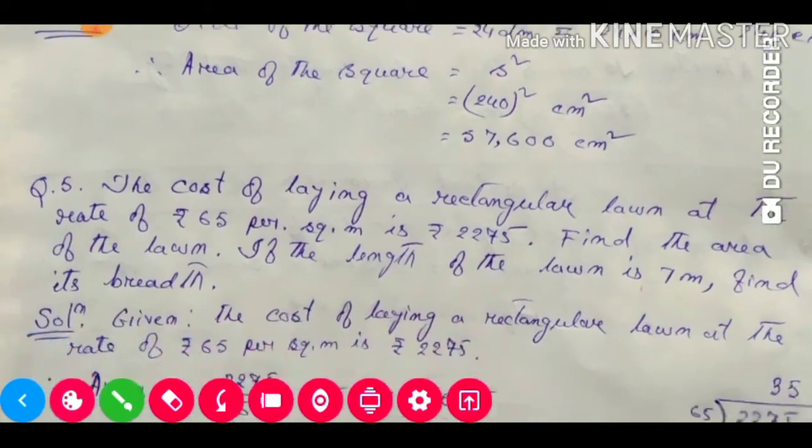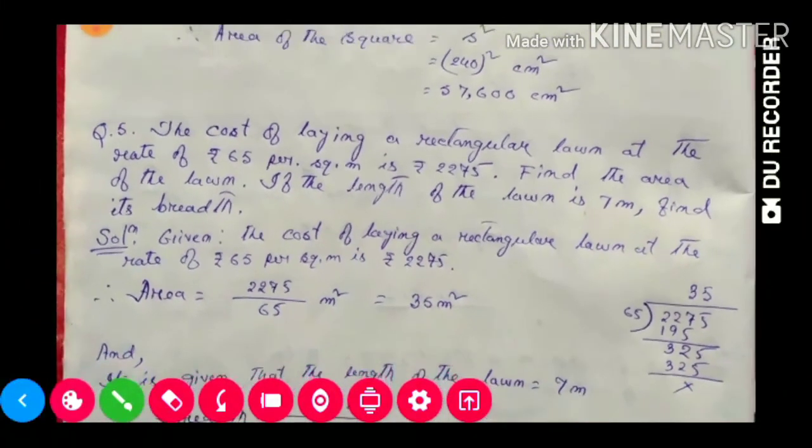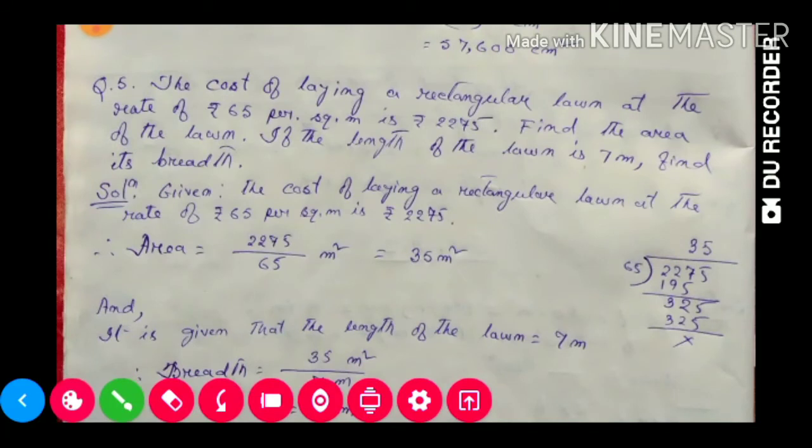Question number 5, see, it is a little complicated, but if you understand, it is very easy. The cost of laying a rectangular lawn at the rate of rupees 65 per square meter is rupees 2,275. That means laying a rectangular garden lawn at the rate of rupees 65 per square meter, how much rupees total have we spent? 2,275. Find the area of the lawn. So we need to find out the area of the lawn.